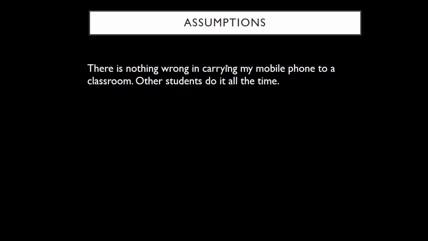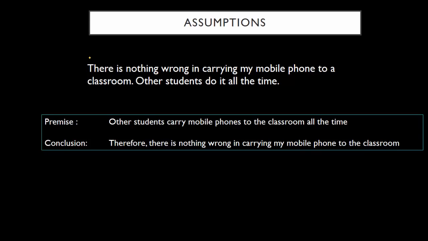There is nothing wrong in carrying my mobile phone to a classroom. Other students do it all the time. So the question is, what is the assumption? Step number 1 is to convert this into a standard form. The standard form of this argument is this. The premise given is other students carry mobile phones to the classroom all the time. Therefore, there is nothing wrong in me carrying my mobile phone to the classroom.